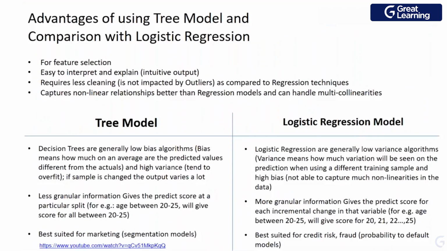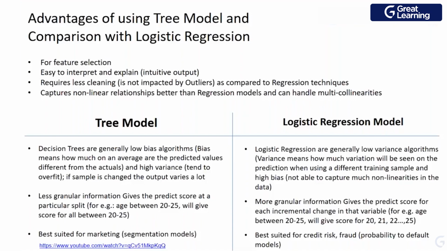So we will now see why it's a good technique, what are some of the advantages of using a tree model, and how it is different from a logistic regression technique, because it's a very important concept that we will be covering when we cover the difference between tree model and logistic regression model. So first of all, why is it a good technique, a tree model technique? First, it's a good technique for feature selection. Even if you're not using a decision tree for creating the actual model, it's in a way a good technique for identifying important variables.